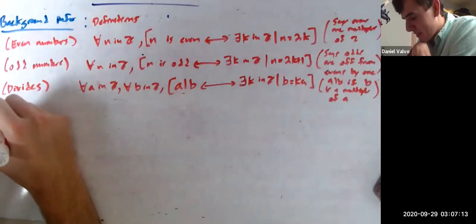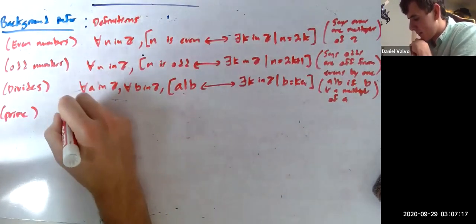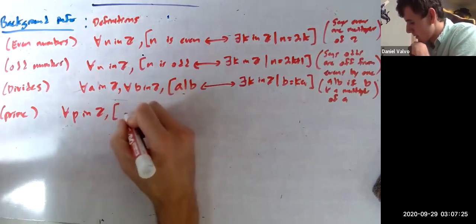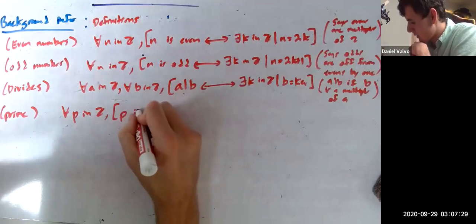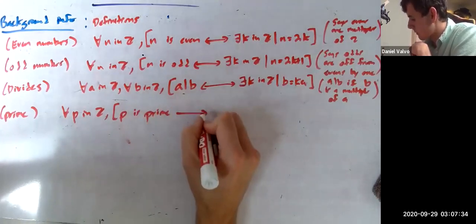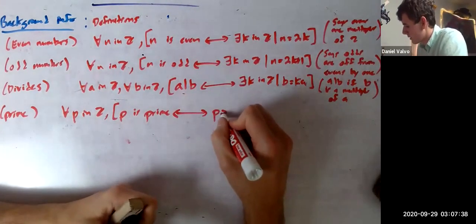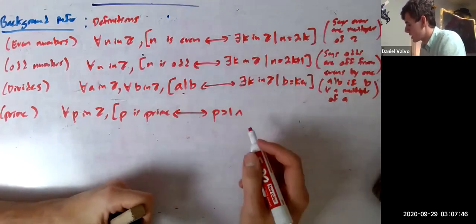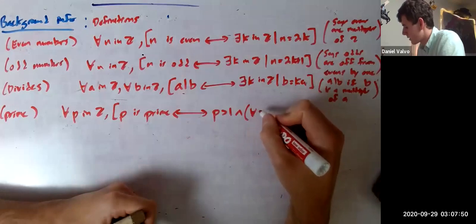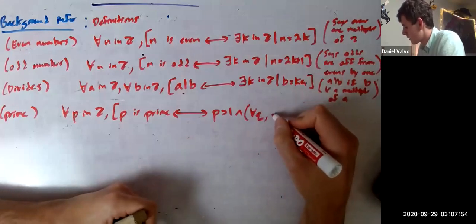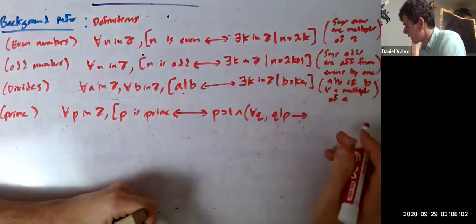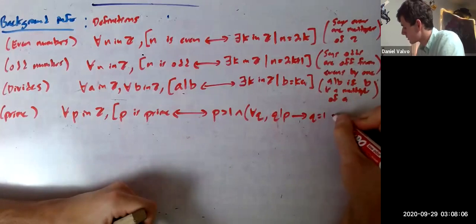Now we can define prime. This was cool. For all p in Z, we say that p is prime if and only if p is greater than 1 and, this is going to look weird, for all q in Z, q divides p implies q equals 1 or q equals p.